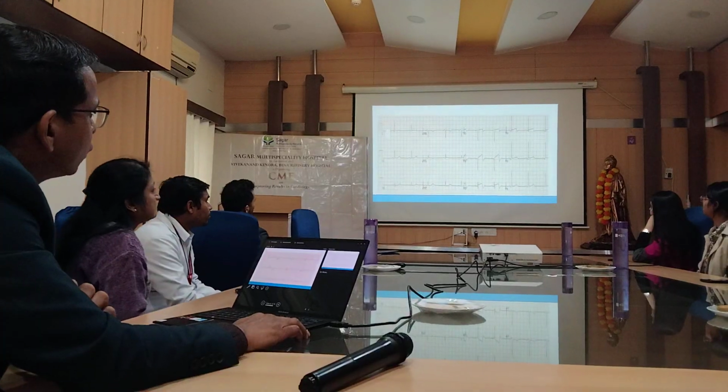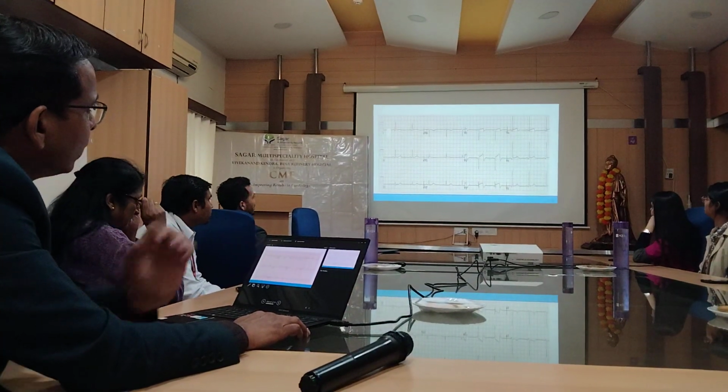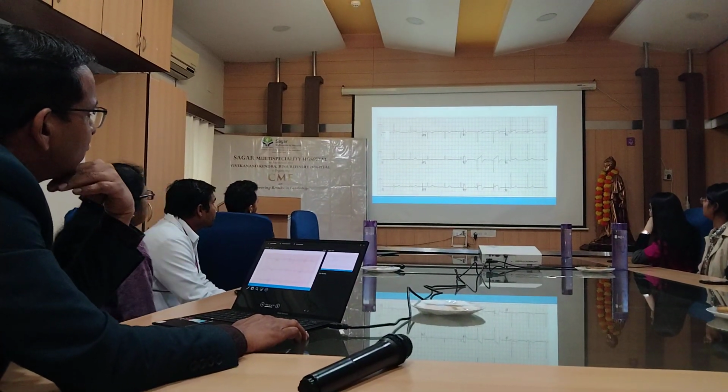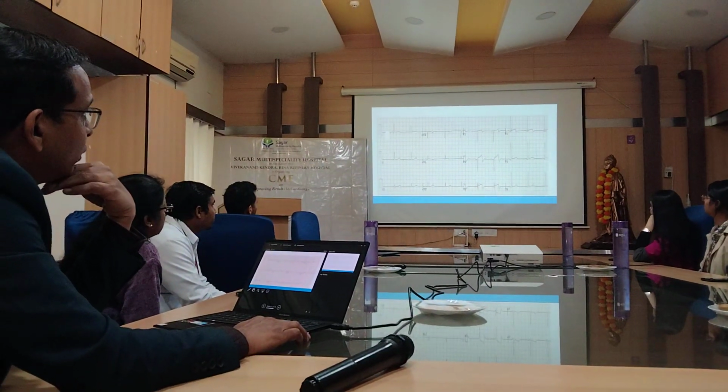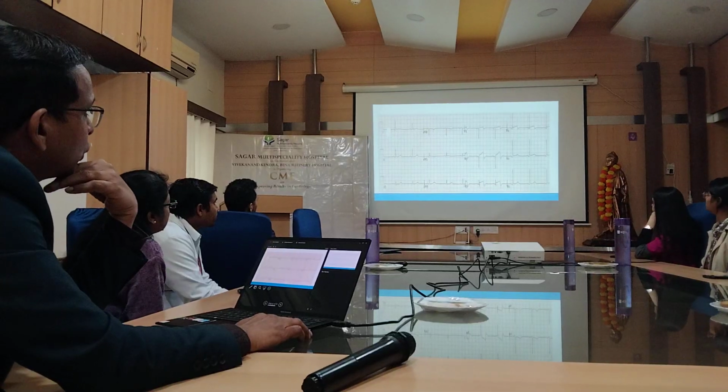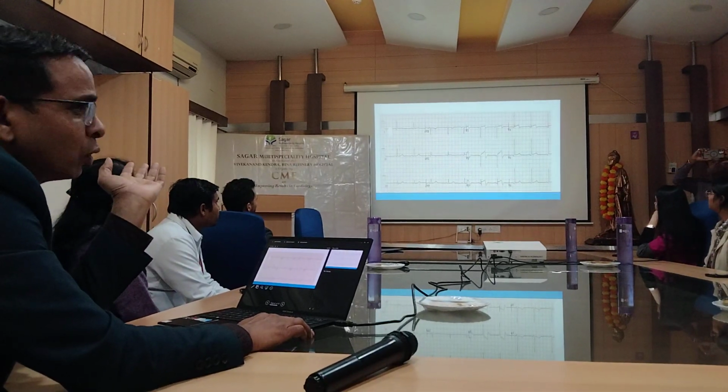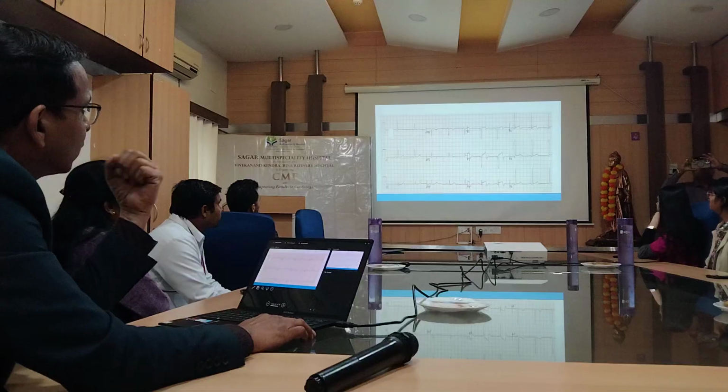This is also an ECG of ST elevation anterior MI. Here we can see in lead V2, V3 there are biphasic T waves. This is called Wellens T wave pattern, and it is also suggestive of almost subtotal occlusion of the left anterior descending artery.